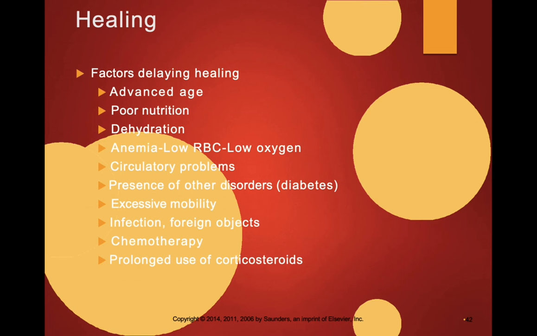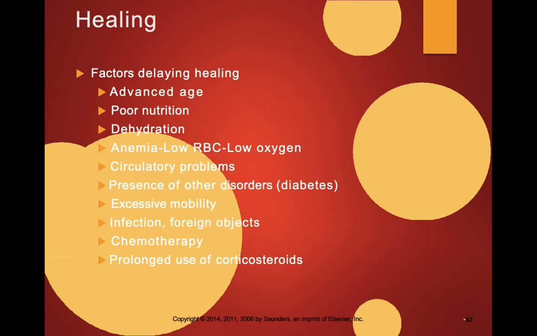And the factors that delay healing are pretty much just the opposite. Advanced aging, poor nutrition, not consuming enough hydration. The only liquid we really need to consume is water. And again, the general rule of thumb is divide your body weight in half and drink that amount in ounces. And it should always be mineral water. People that are anemic, because they have low red blood cells, can have decreased oxygen. And you need oxygen for energy. You need energy to heal.